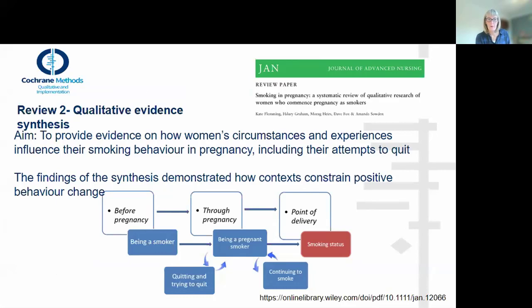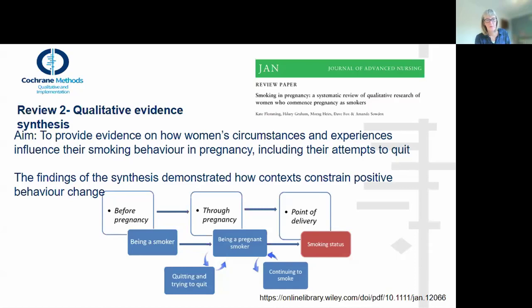So this was a group of women who continued to smoke once discovering that they're pregnant. A smaller number of women, because we know that pregnancy itself is the greatest intervention for women stopping smoking, but these were people who found it incredibly difficult to stop smoking during pregnancy. And we had a really good number of papers in this review: 29 papers reporting on 24 studies.